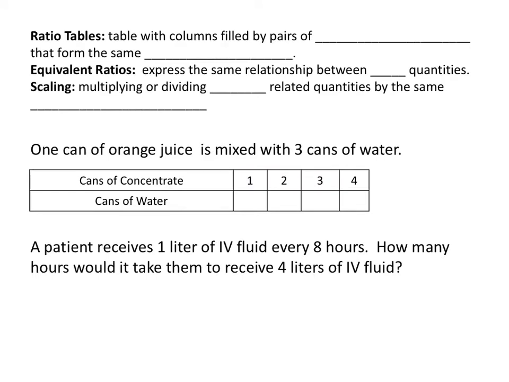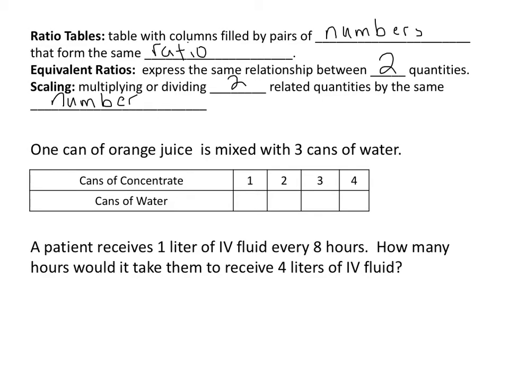So ratio tables are a table with columns filled by pairs of numbers that form the same ratio. Equivalent ratios are ratios that express the same relationship between two quantities. And scaling means you're multiplying or dividing two related quantities by the same number.